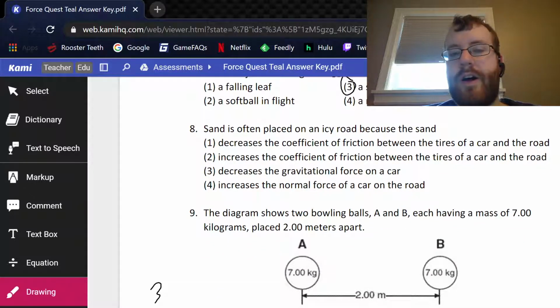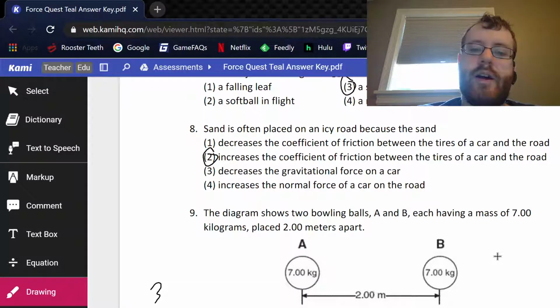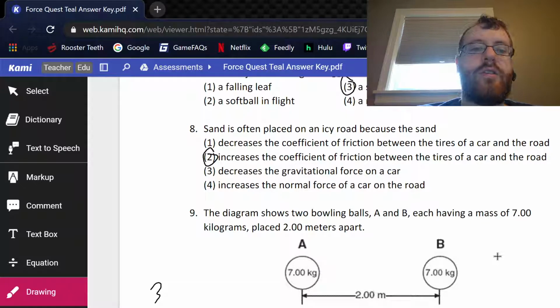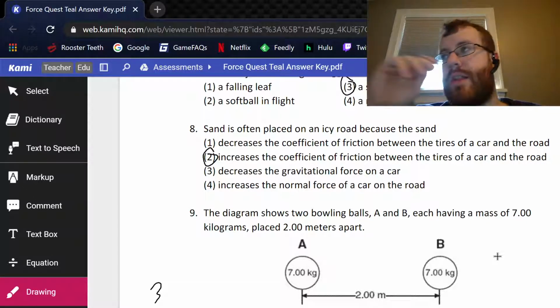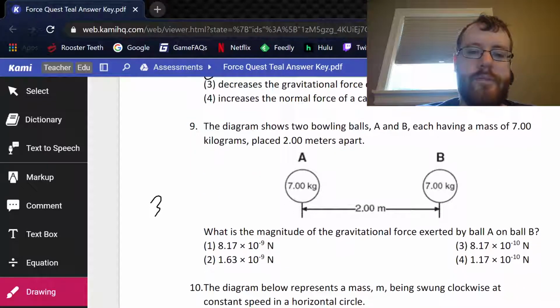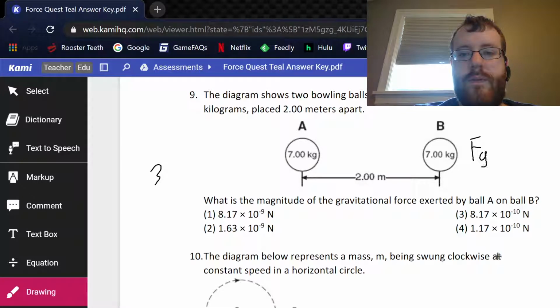All right, here we have a friction question. That's what we're thinking about. Sand is often placed on a road because we want to increase the friction so we don't slide off. Obviously, we can't change the gravity of the car using sand. That would be pretty cool. It's not increasing the normal force of it. Instead, it's increasing the coefficient of friction. That makes the tires stick on the road more rather than slide off. All right, here's our gravity question.